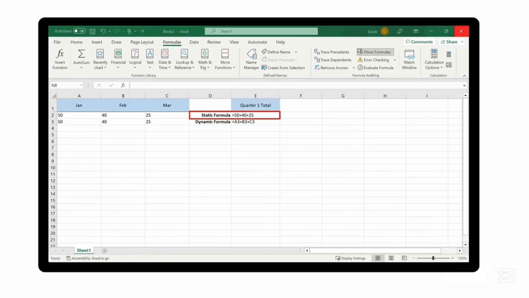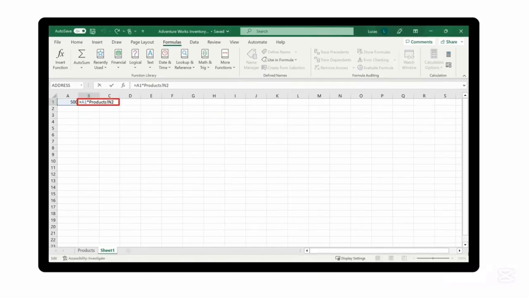A formula can also be static or dynamic. A formula containing fixed numbers will be static and always generate the same result. For example, the formula in E2 is static because it contains specific numerical values. It will not update if any of the monthly figures in cells A2, B2, or C2 change. On the other hand, a formula that contains cell references is dynamic, because Excel always uses the current value in the cell. The formula in E3 is dynamic because it includes cell references.